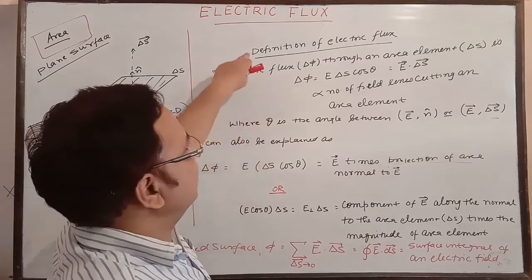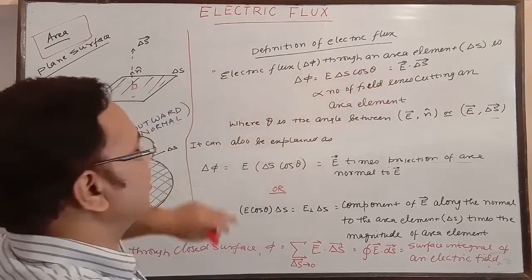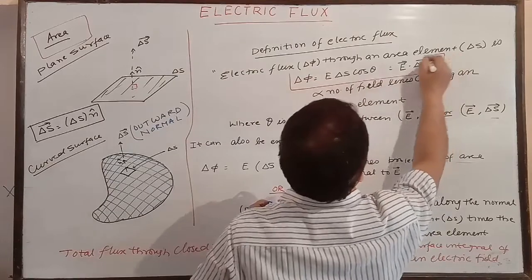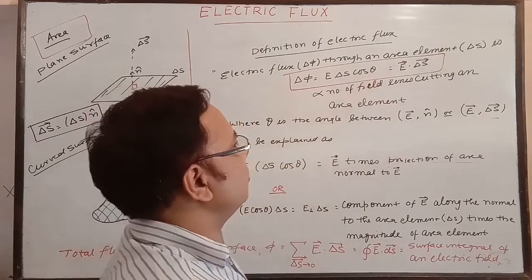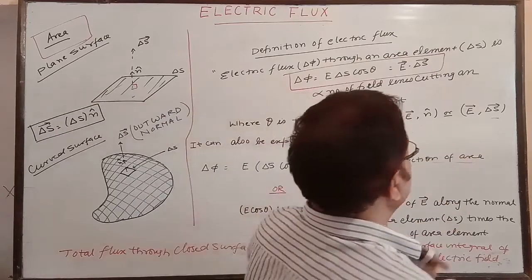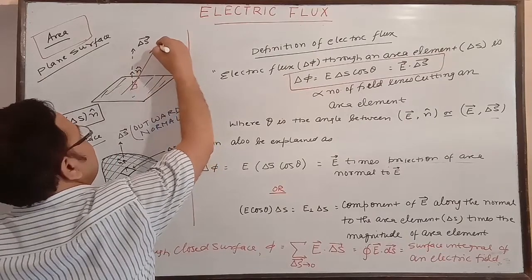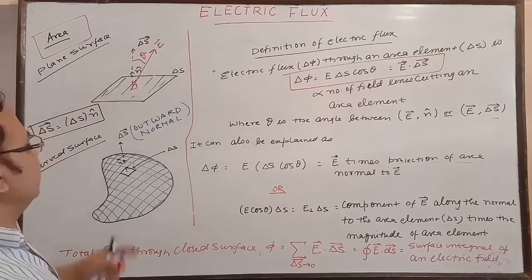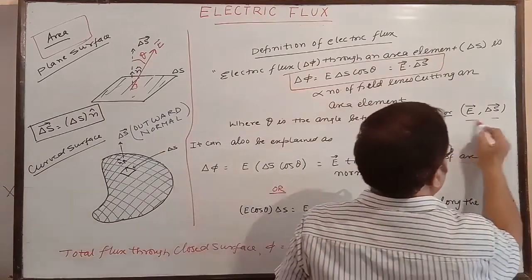We come now to the definition of electric flux. Electric flux delta phi through an area element delta S is what we had already determined. This delta phi was this much. That is the number of lines, proportional to the number of lines cutting an area element delta S, where theta is the angle between E and n, or E and delta S. Here delta S is shown, so if E is in this direction, then theta is this, the angle between E and n or E and delta S. In the same way here as well.